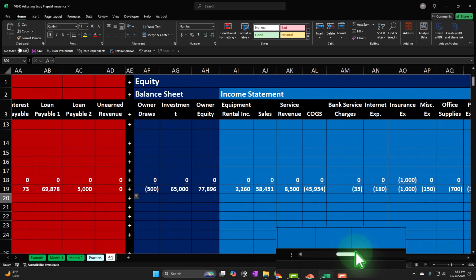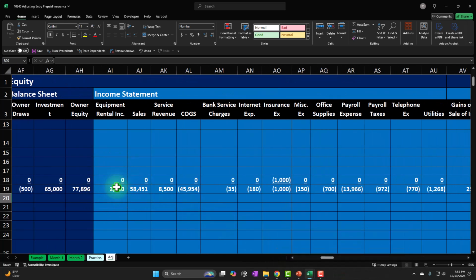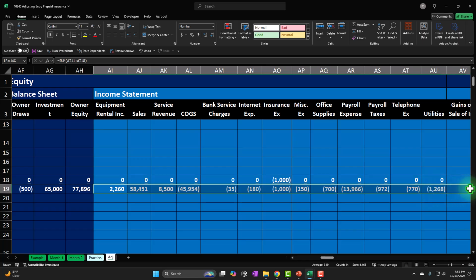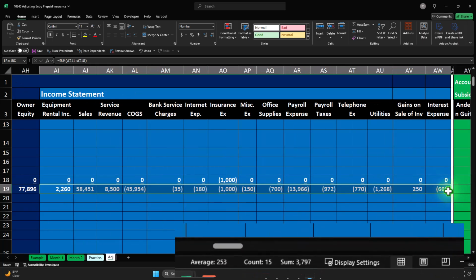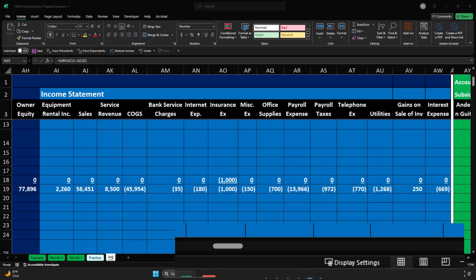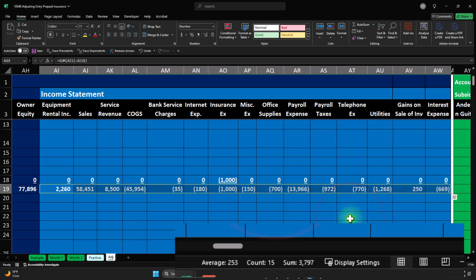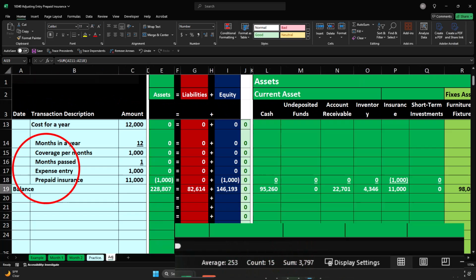So then we can see over here that of course that brought down the net income. So now we're at net income of 3797. Let me check that too. Well, yeah, 3797. So that looks good. All right.